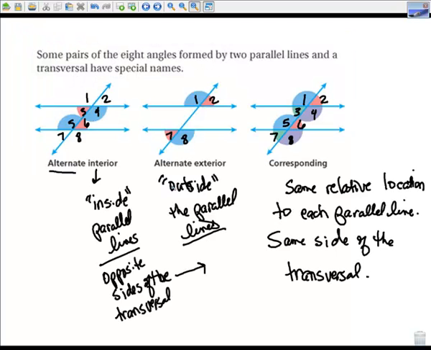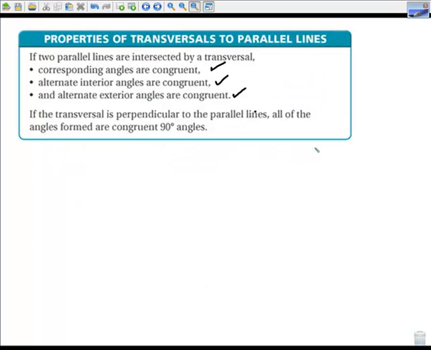So I showed you that before. Alternate interiors are congruent, alternate exteriors are congruent, and corresponding angles are congruent. And that's if we have two parallel lines. This doesn't work though if the lines are not parallel, so this has to be a given. If the transversal is perpendicular to the parallel lines, then all angles formed are right angles.